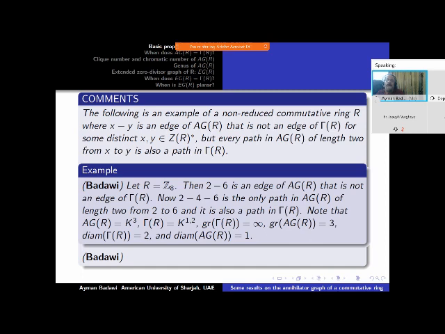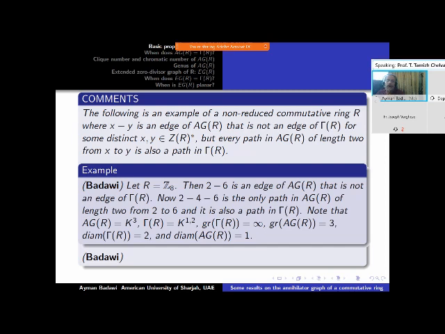Here is an example you can read, an example of a non-reduced commutative ring where xy is an edge of the annihilator graph that is not an edge of the zero divisor graph. And the ring is not difficult. Take the ring to be Z8. 2, 6 is an edge of the annihilator graph of R.